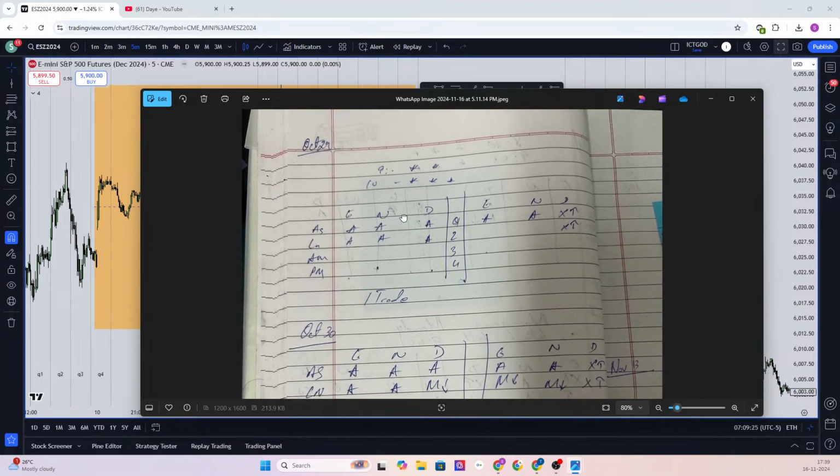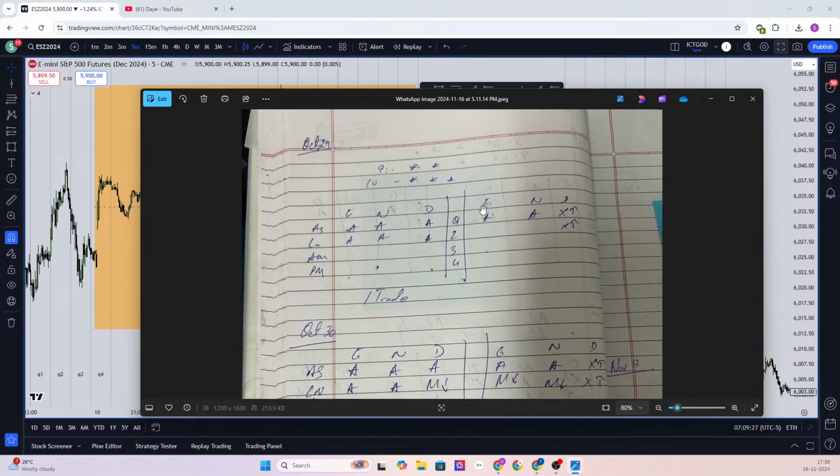Then the AM session is again divided into four quadrants. So this is the AM session of the New York Open. London I don't trade, so I avoid it. So just write down what the entire London session did. I don't break it down like I do for New York. So, accumulation.